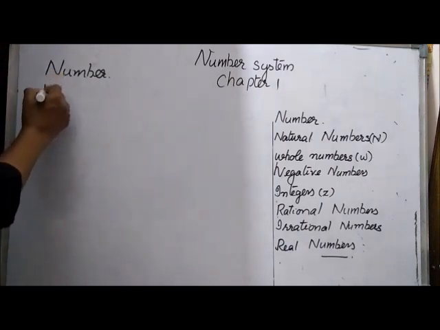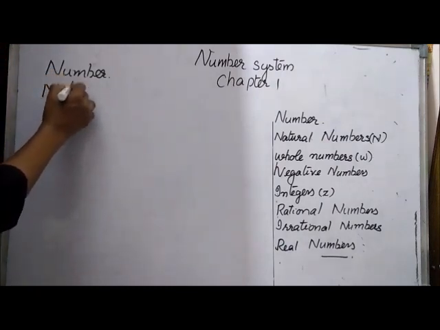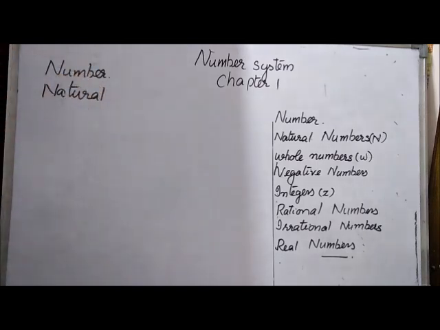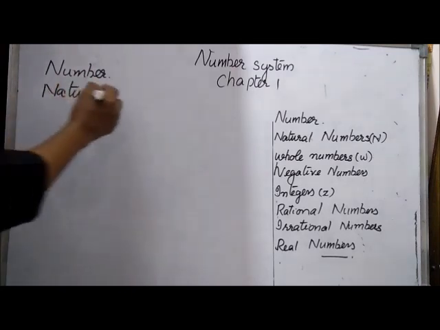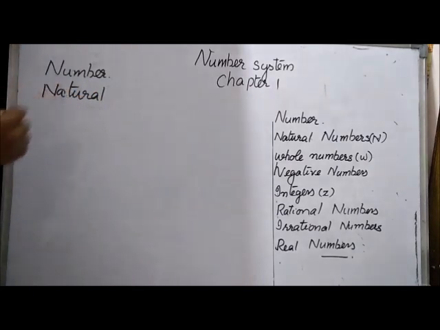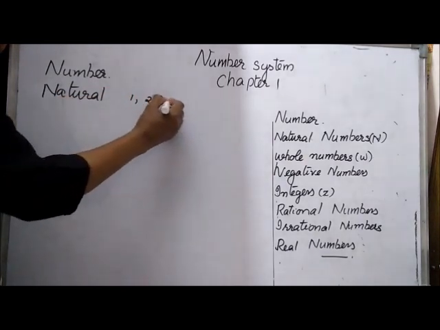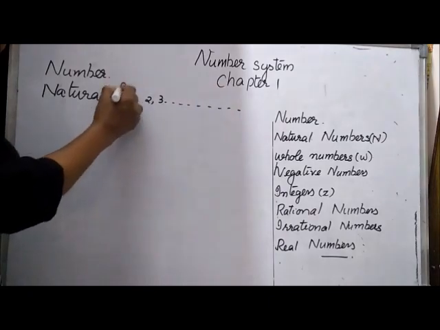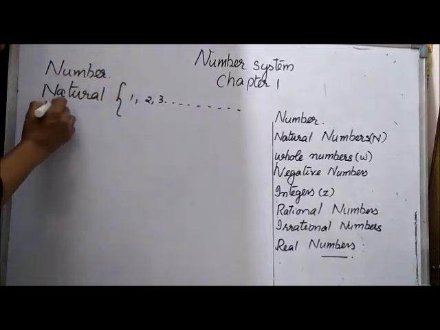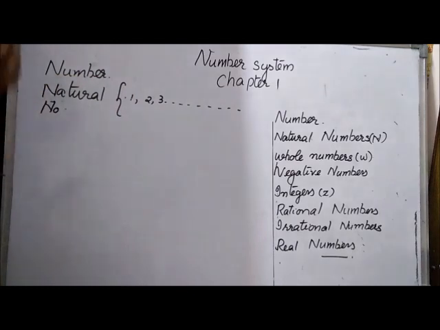Natural number. First we have learned about natural number. In our smaller classes, that is first and second class, we are familiar with the numbers 1, 2, 3, etc. So this is known as natural number. Here 0 is not included. At that time we were not aware of the 0.